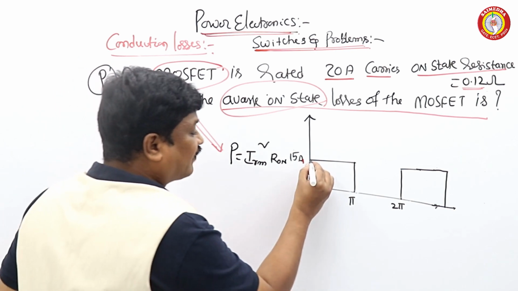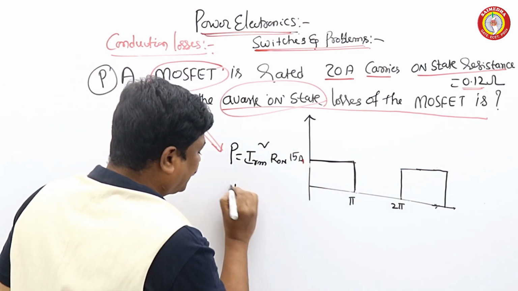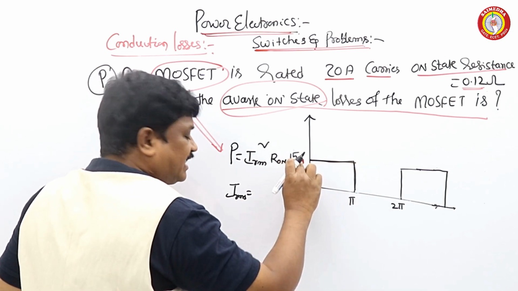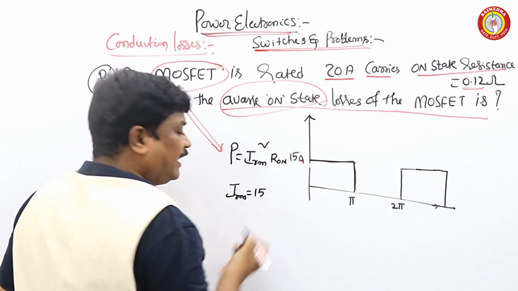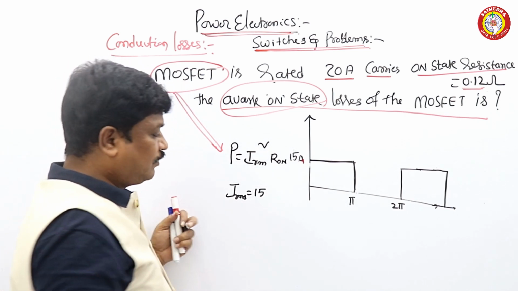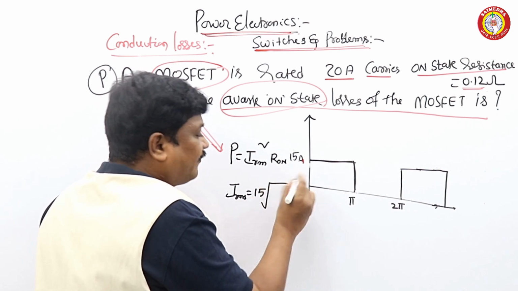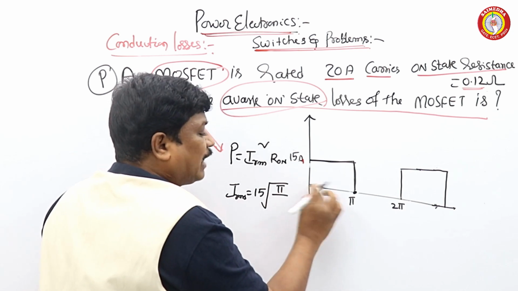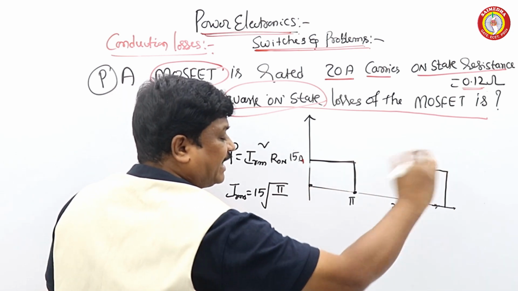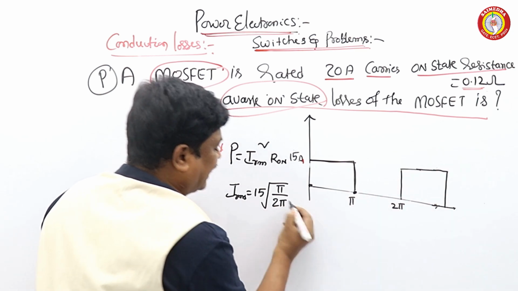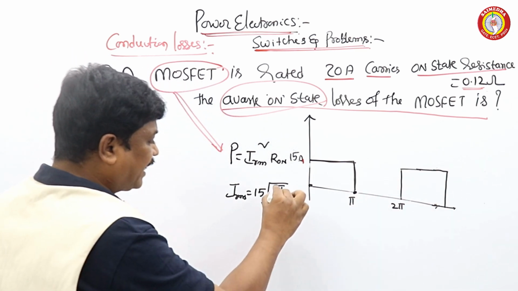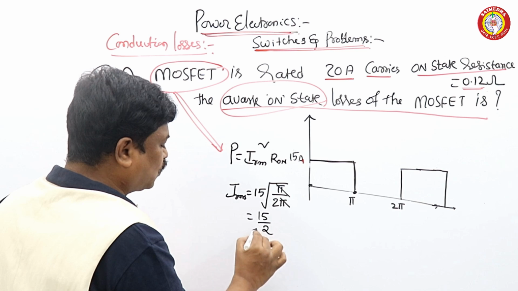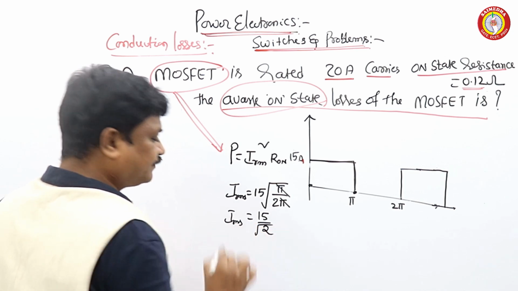Sir, how to calculate the RMS value of current for this one? IRMS, whenever a square wave type is obtained, you can take the magnitude 15 into the square root of the angle up to which the signal is present, pi, divided by the total periodicity, 0 to 2 pi, as it repeats. Pi, pi gets cancelled. What you get is 15 by root 2, which is the RMS value of current.